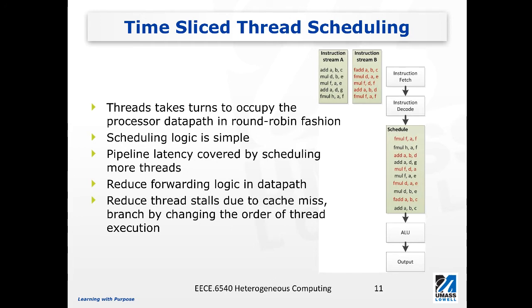And most importantly, because these threads will possibly access memory, and we know memory gives you long latency, to reduce such thread stalls due to cache misses or because of branches, we can change the order of thread execution. So let's say if a thread is trying to do memory access and there's a cache miss, while this thread is waiting for the data to come back from the memory subsystem, the other thread can be scheduled onto the data path so that the processor data path is kept busy.